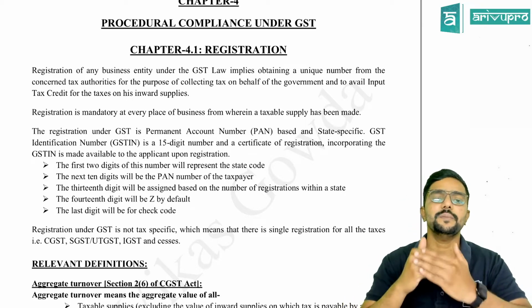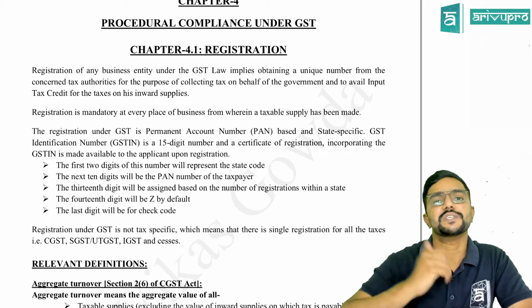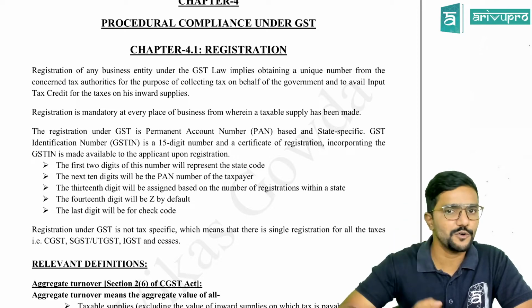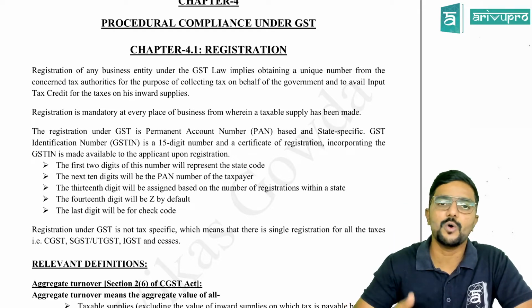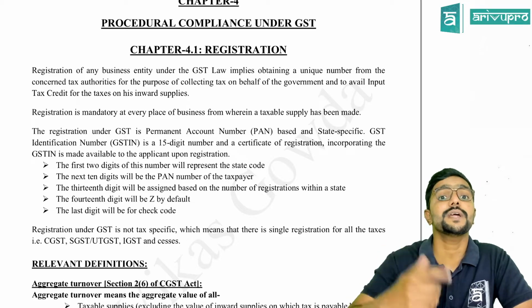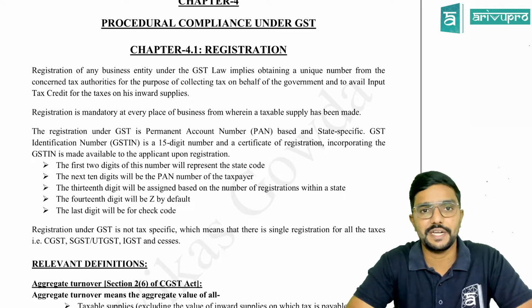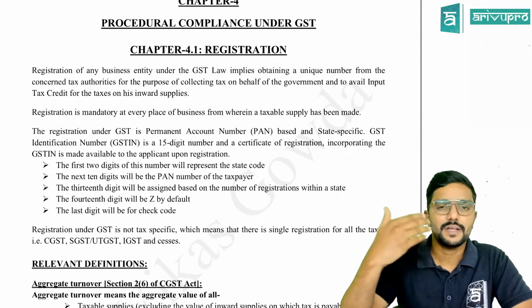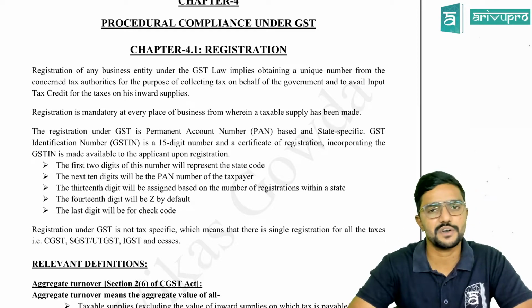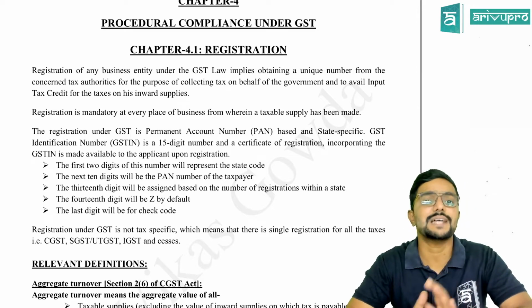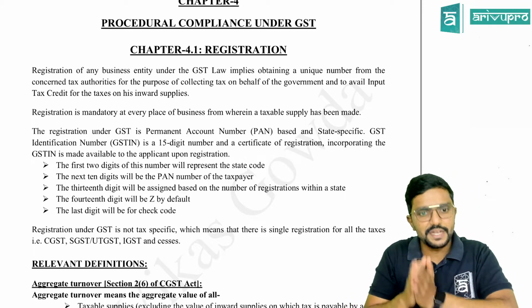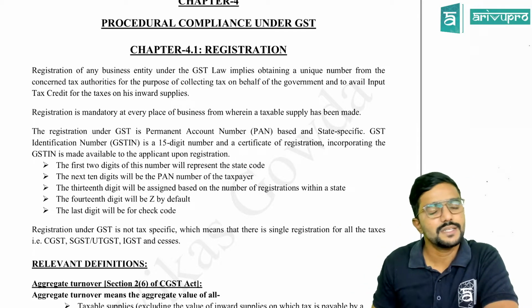So what we would be understanding in this chapter is who should get registered. That is dealt with in sections 22, 23 and 24 of the CGST Act. Then once we know who should get registered, the next step is how to get registered. That is given in section 25. Then there are some other sections like amendment, cancellation of registration or deemed registration, which we would be covering later. Today's agenda is to cover sections 22, 23 and 24 of the CGST Act. Then if possible, we will also try to cover section 25.